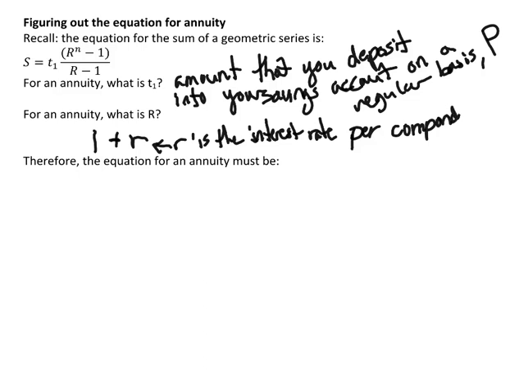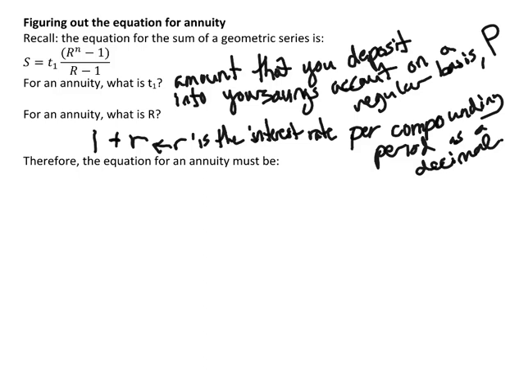Oops, spelling that wrong. So per compounding period, and it needs to be as a decimal. So in the last case, there was just one compounding period per year. It was just an annual thing. But if you have to turn that into maybe a monthly compounding, then you would divide by 12 to get R, just like we did with compound interest.